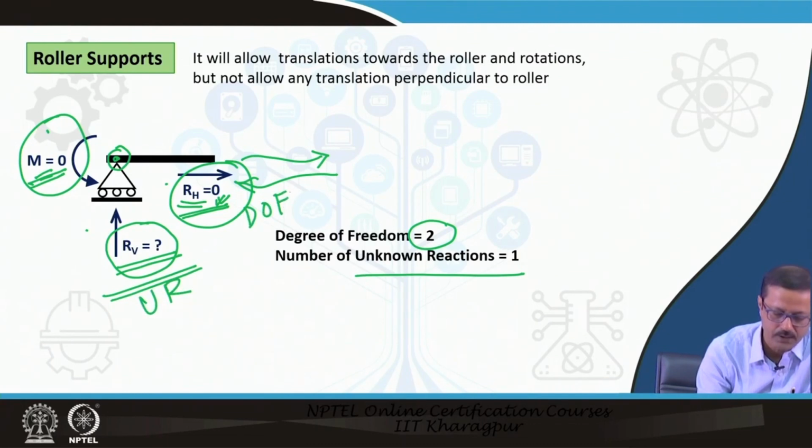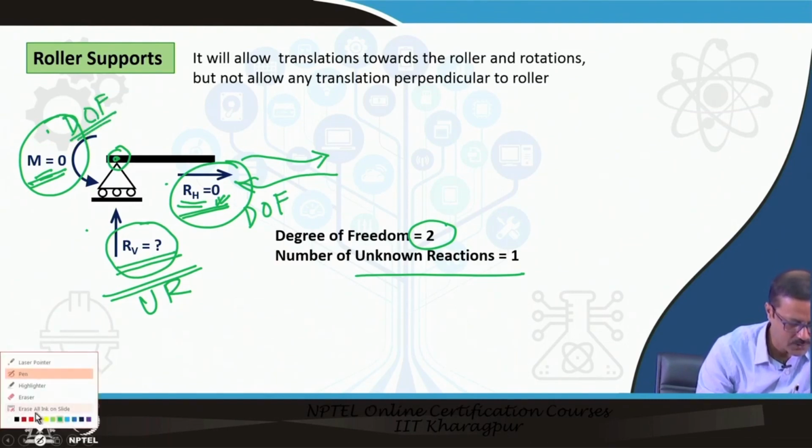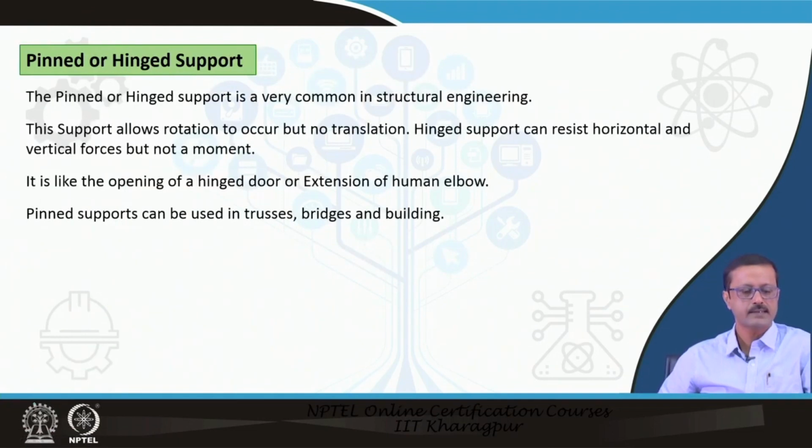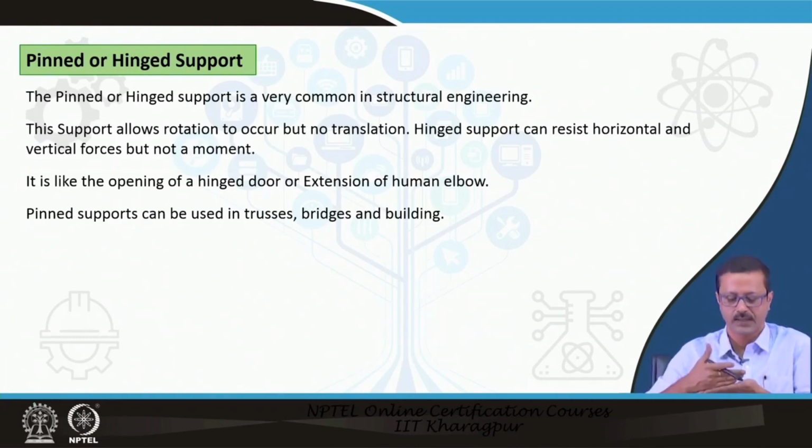This is the degree of freedom, this is also a degree of freedom. So, the roller support enjoys 2 degrees of freedom and it has one unknown reaction. Now, next is the pinned or the hinge support. Here it is very similar, but it does not have any kind of roller, it is fixed on the base.